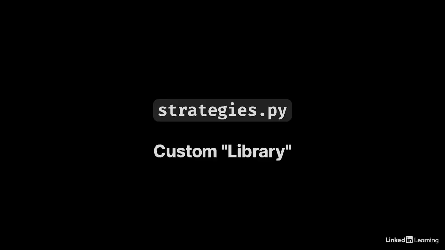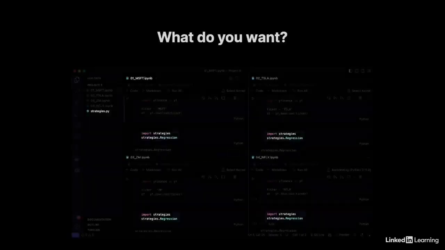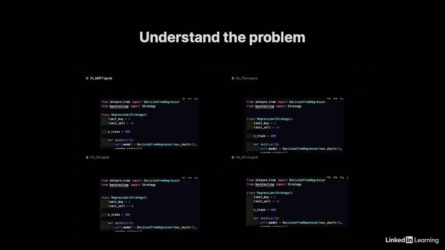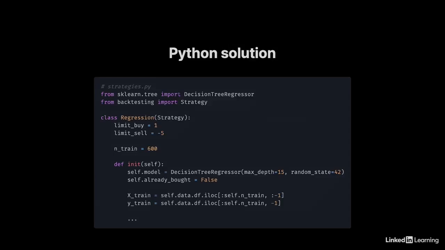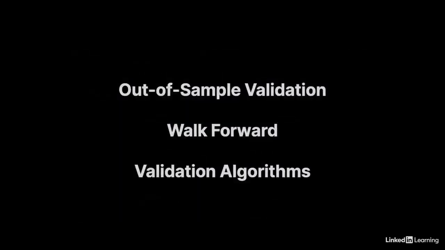Another key idea we learned is creating custom libraries that we can use in many scripts without adding too many lines of code. Instead of repeating the strategies within each notebook, we create a single file, strategies.py, where we add the investment strategies, and then we are ready to use it in any other notebook that is in the same folder. And finally, out-of-sample validation, walk-forward, with the walk-forward algorithms as a realistic approach to backtesting.